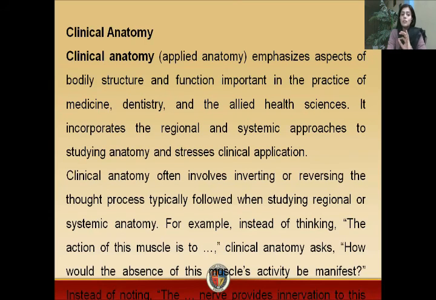Now in the next lecture we will discuss the term clinical anatomy and the importance of clinical anatomy in our subject. Thank you very much.